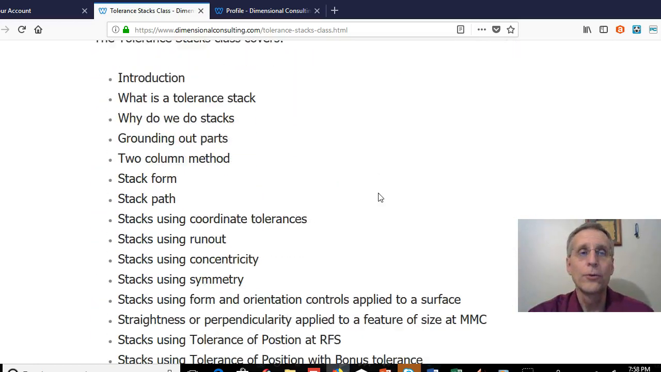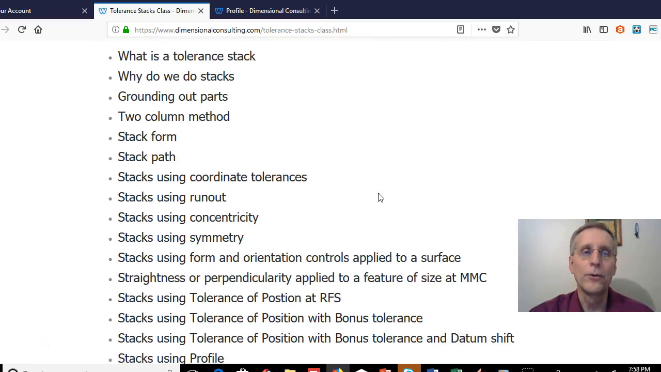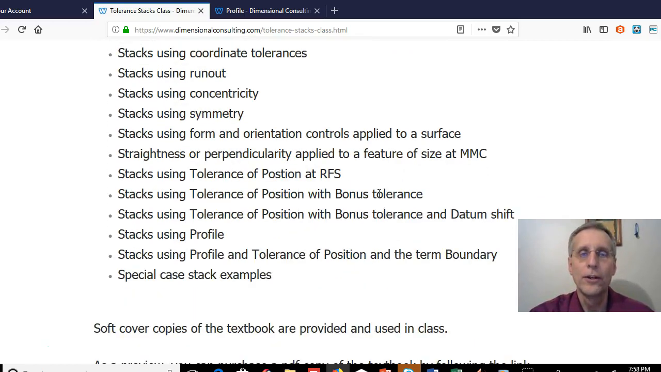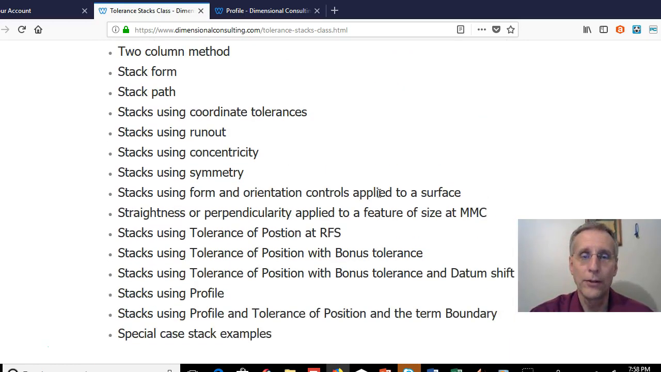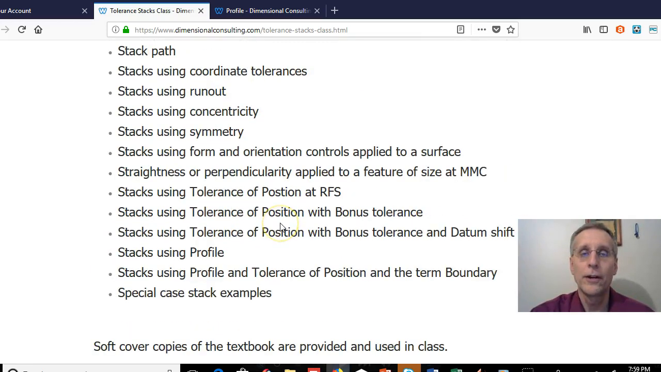It goes through the whole thing again of starting just with what is a stack? How do we do them, why do we do them, and then all the things of doing the stack using the two-column method, which is a very organized method. You can use all of the various geometric controls. So it's a very comprehensive class.